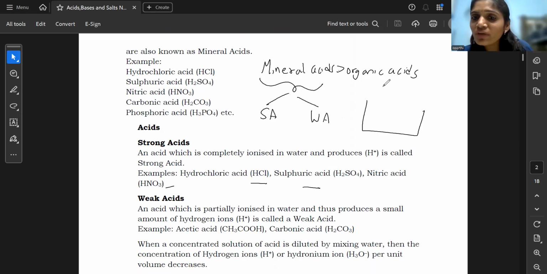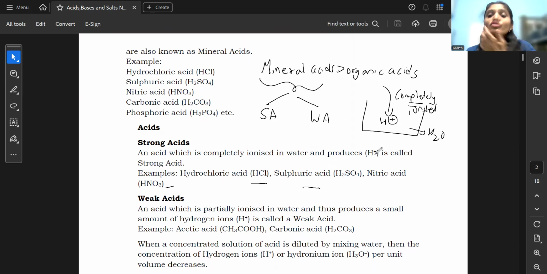Now I call something an acid when it dissociates and gives H plus in water. Now if the acid gets completely ionized, what do I call it? Strong acid. If an acid gets completely ionized in water and produces H plus, I call it a strong acid. Now if an acid is partially ionized in water and produces only a small amount of hydrogen ions... for example, if you take 100 molecules of HCl, almost all the 100 molecules will dissociate and give H plus.